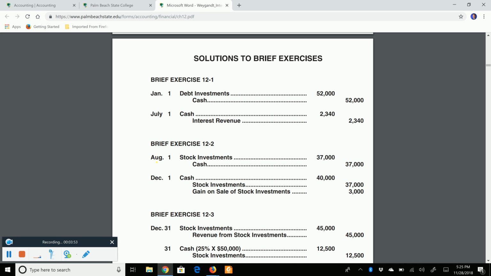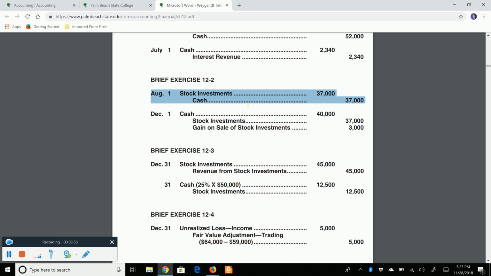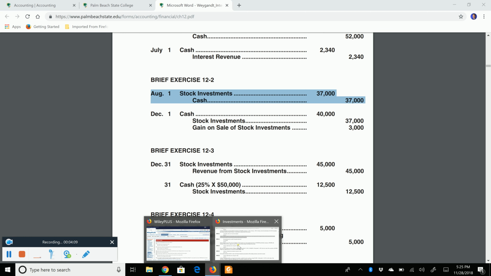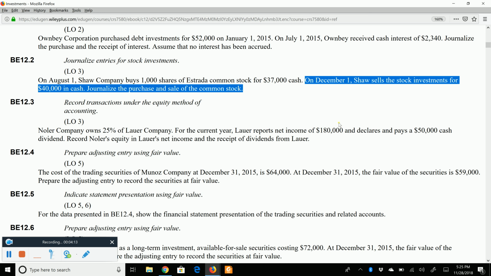Taking a look at that journal entry, you can see we're going to increase our asset account investments. And let's go ahead and call it stock investments. That's fine. And we will reduce cash with a credit for the amount that we paid, $37,000. Now that was on August 1st, and we held it for a few months, but we sold it. And take a look at the next part of this question. On December the 1st, Shaw sells the investment for $40,000 cash.